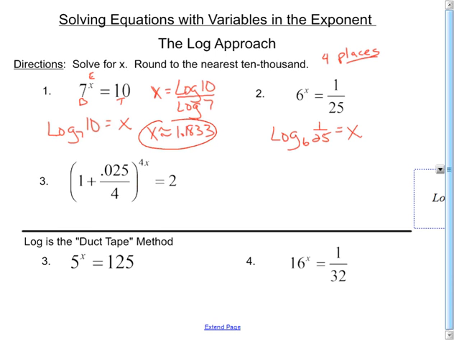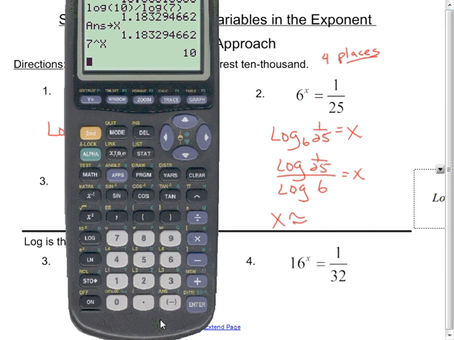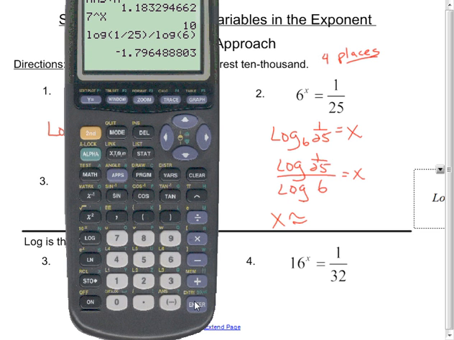And then from there, you're going to get log 1/25 over log 6 equals x. And you'll see that'll give me a pretty funky decimal, which I would expect for this problem. And I would just do log 1/25, making sure I use my parentheses correctly, divided by log of 6. And this is giving me negative 1.7965.